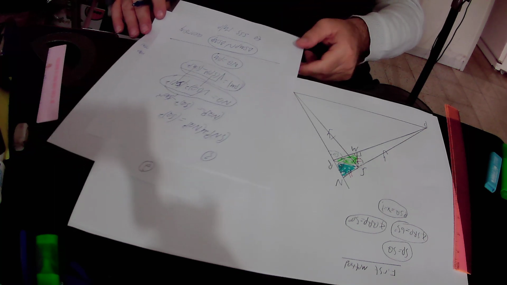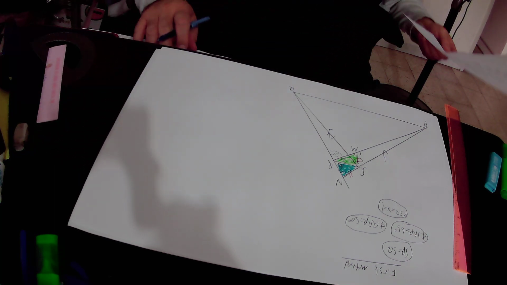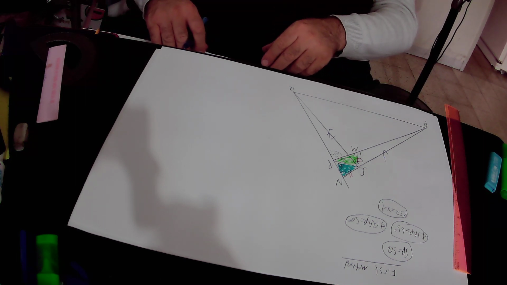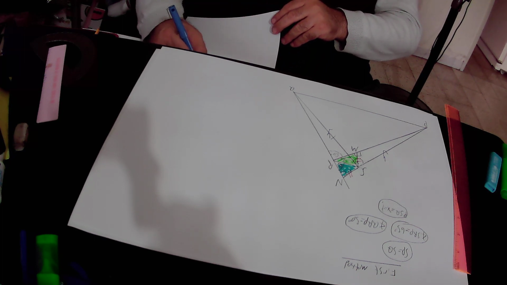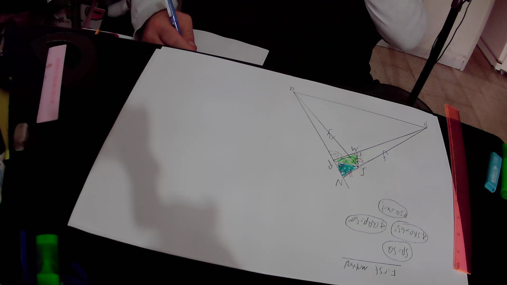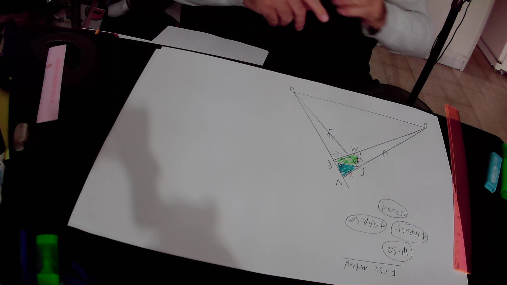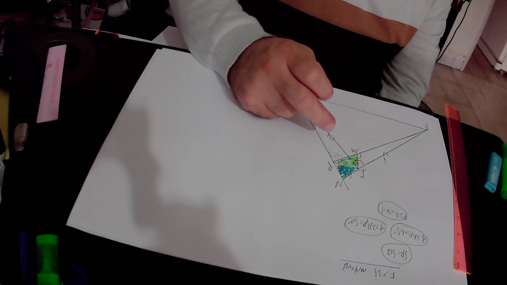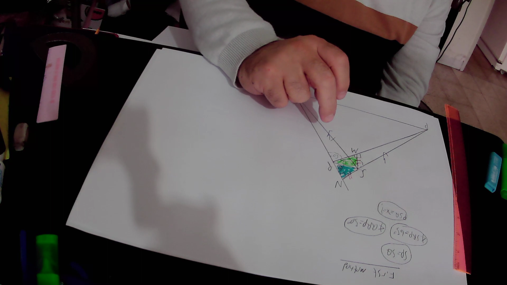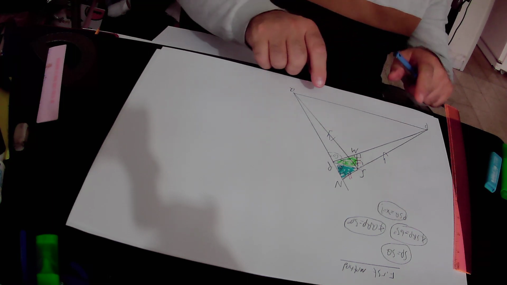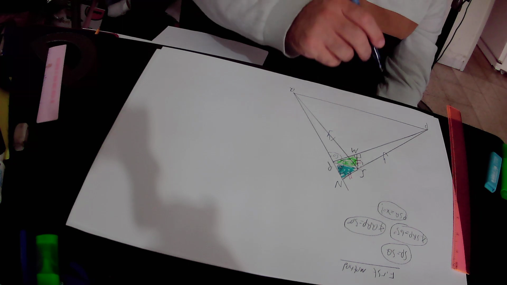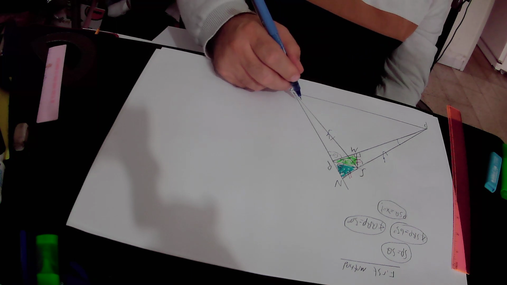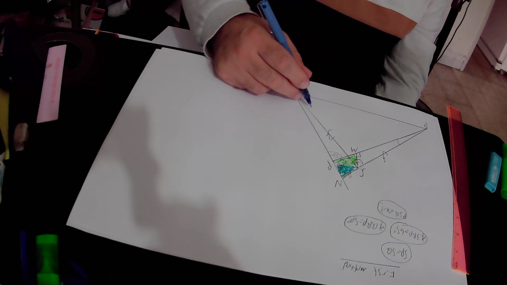So, from the fact that triangle SMP is congruent to triangle SNQ, we can conclude that those two angles are equal to each other. Angle SPM, this angle, is equal to angle SQN.